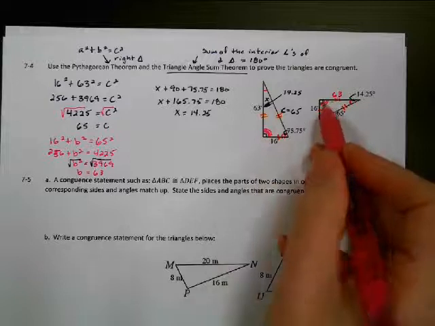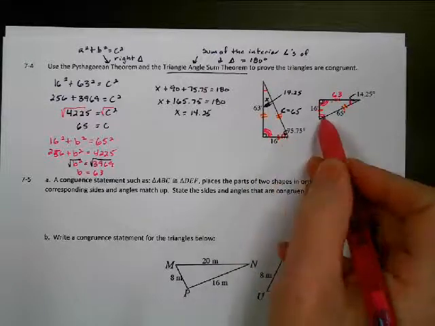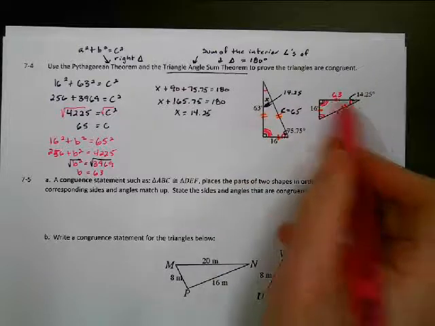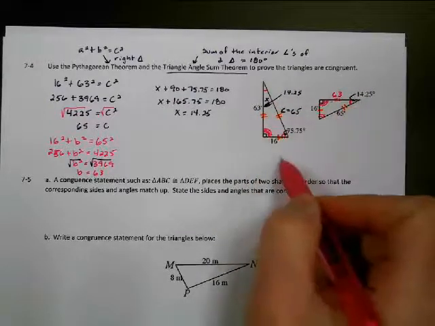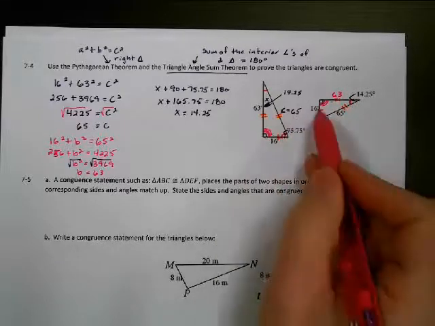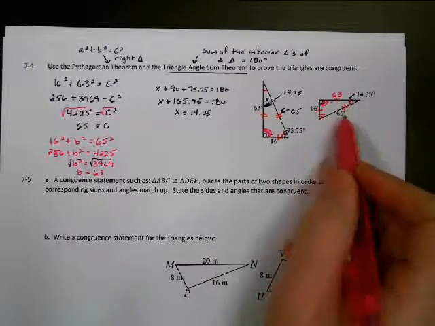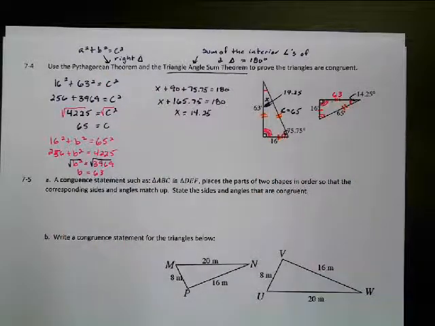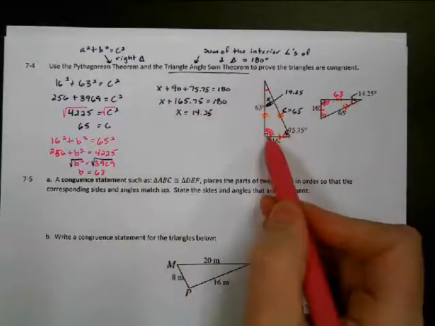So now we've proved all the angles correspond: 90, 90, 75.75, 75.75, 14.25, 14.25. So all of the angles match up and all the sides match up: 16, 63, 65, 16, 63, 65. So the Pythagorean theorem is used to find that the sides are congruent. Triangle sum theorem is used to find that the angles all match up. All right, and that brings us to our next part, a congruent statement.